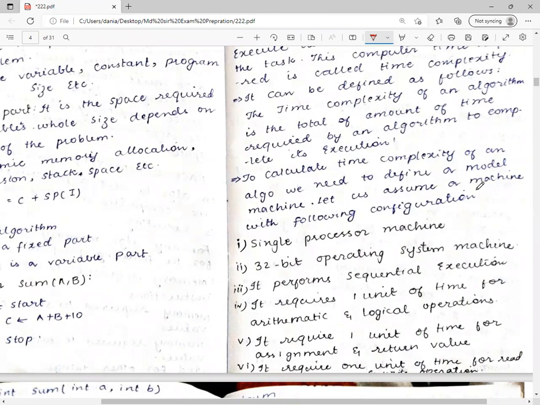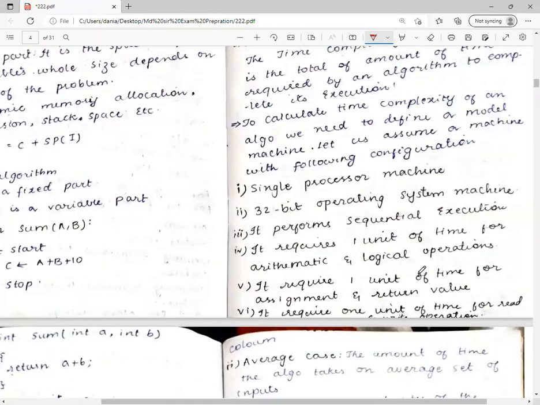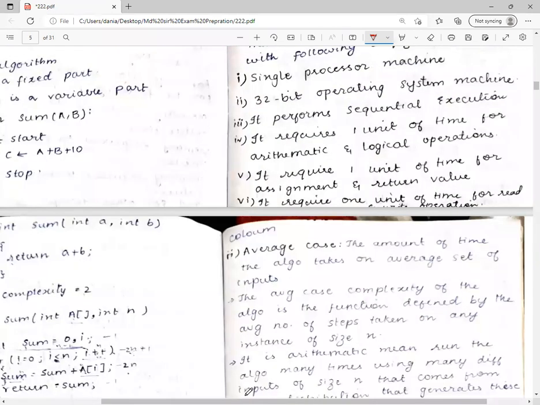To calculate the time complexity of an algorithm, we need to define our model machine. Let us assume a machine with the following configuration: single processor, 32-bit operating system machine. It performs sequential execution. It requires 1 unit of time for arithmetic and logical operations, 1 unit of time for assigning and returning a value, and 1 unit of time for reading.